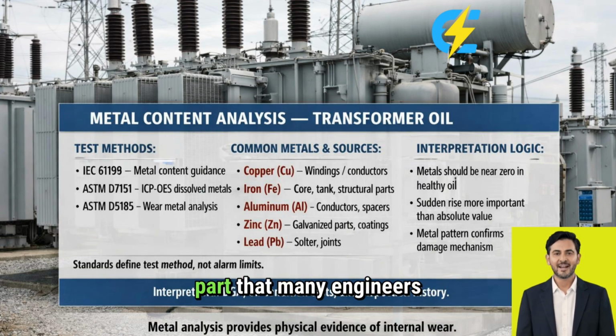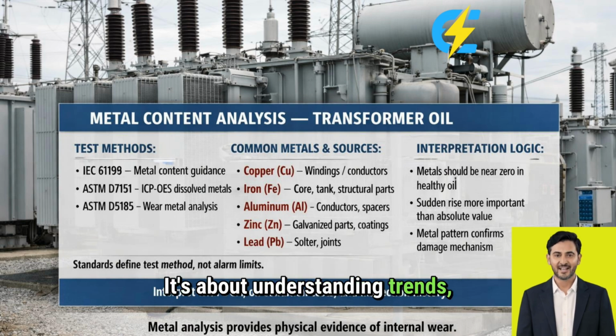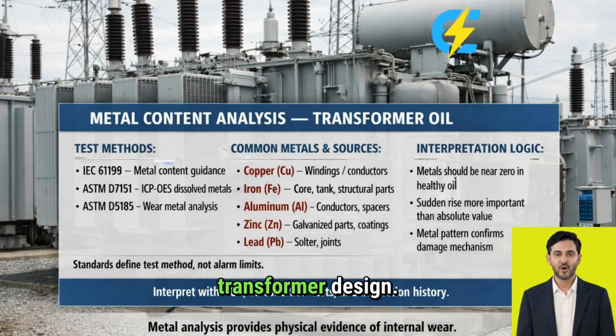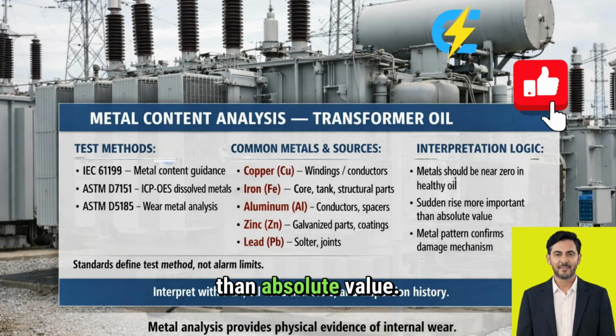Now here's the crucial part that many engineers miss. There are no universal trip limits for metals. The interpretation isn't about hitting some magic number. It's about understanding trends, correlating with oil chemistry, and considering your specific transformer design. The key principle is this: trend is more important than absolute value.